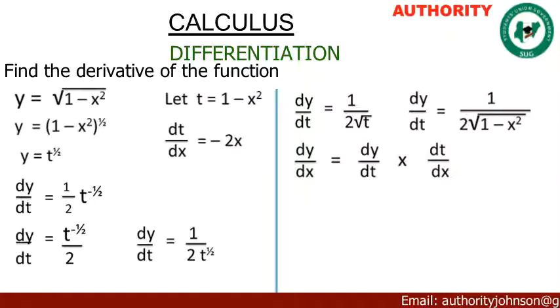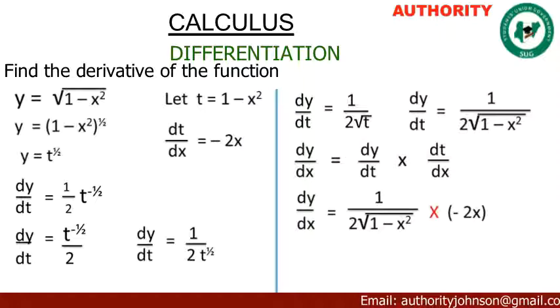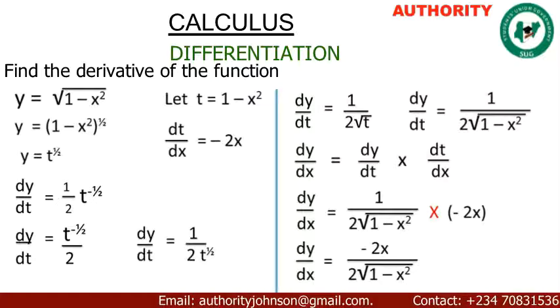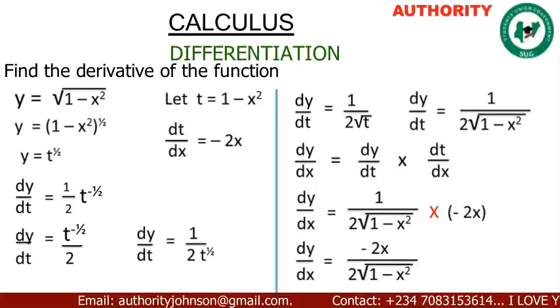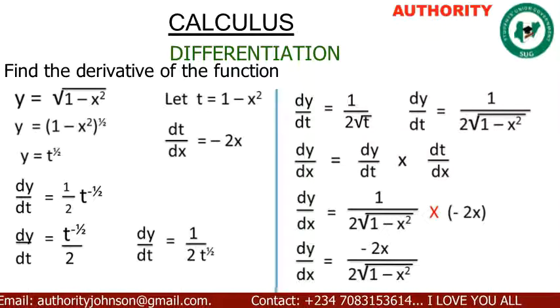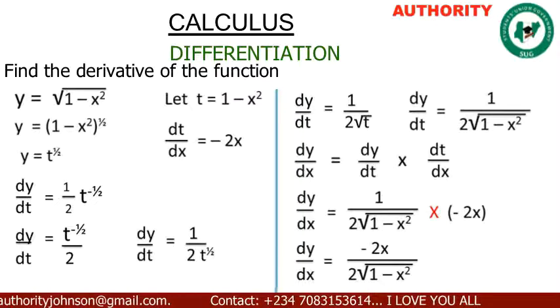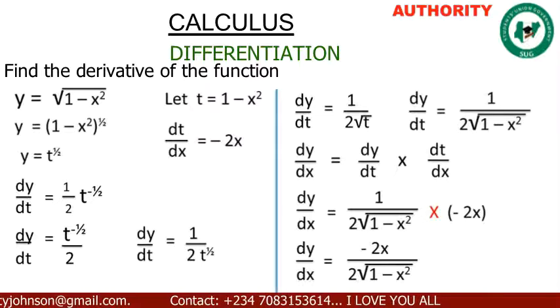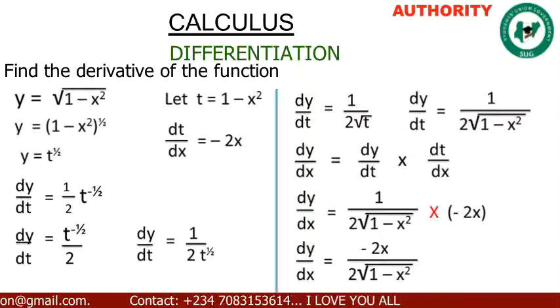So we are going to have dy all over dx is equal to, our dy all over dt is 1 all over 2 square root of 1 minus x squared, times our dt all over dx, which is minus 2x. Let's multiply that. We are going to have minus 2x all over 2 square root of 1 minus x squared. So finally, the derivative of y with respect to x in the function y is equal to square root of 1 minus x squared is equal to minus 2x all over 2 square root of 1 minus x squared.